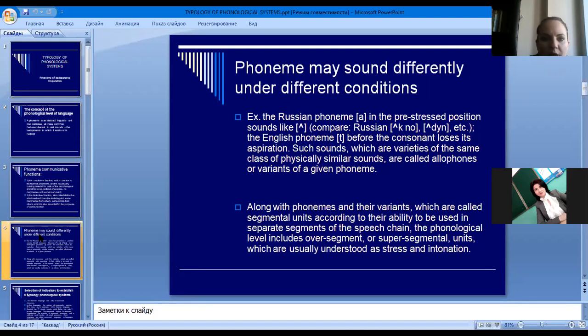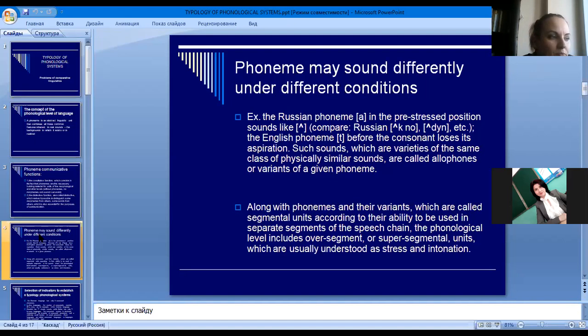For example, let's compare the Russian phoneme A. In the stressed position, it sounds like a short A, in words like окно, один, and so on. And the English phoneme T before the consonant loses its aspiration. Such sounds, which are varieties of one and the same class of physically similar sounds, are called allophones or variants of a given phoneme. I know that you have studied all this material from the course of theory of phonetics. This will be just a short revision.